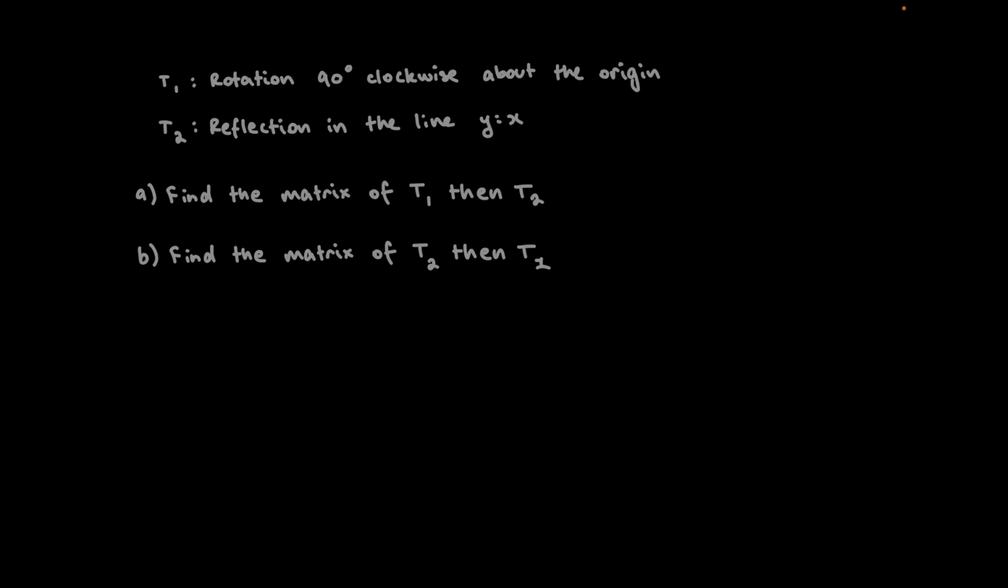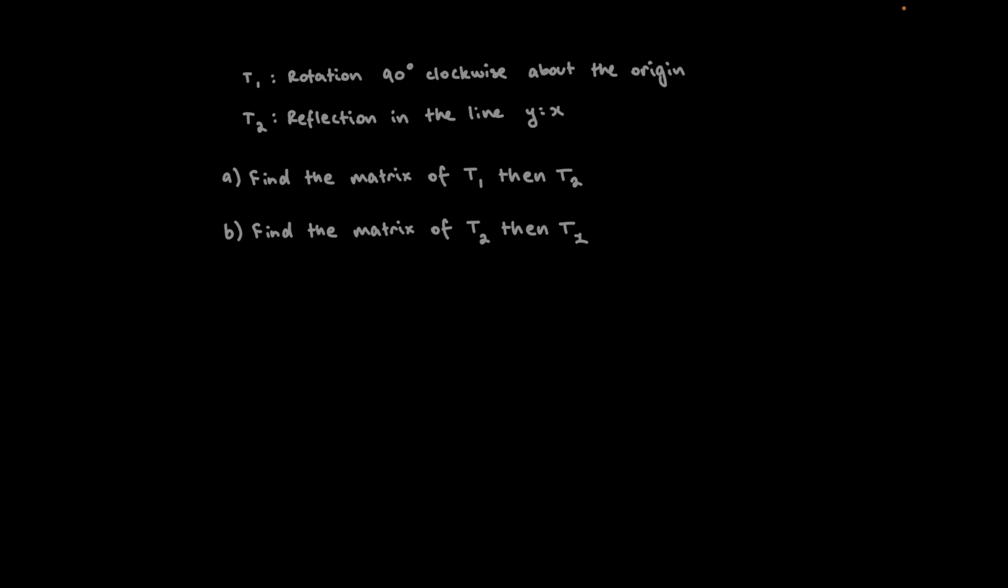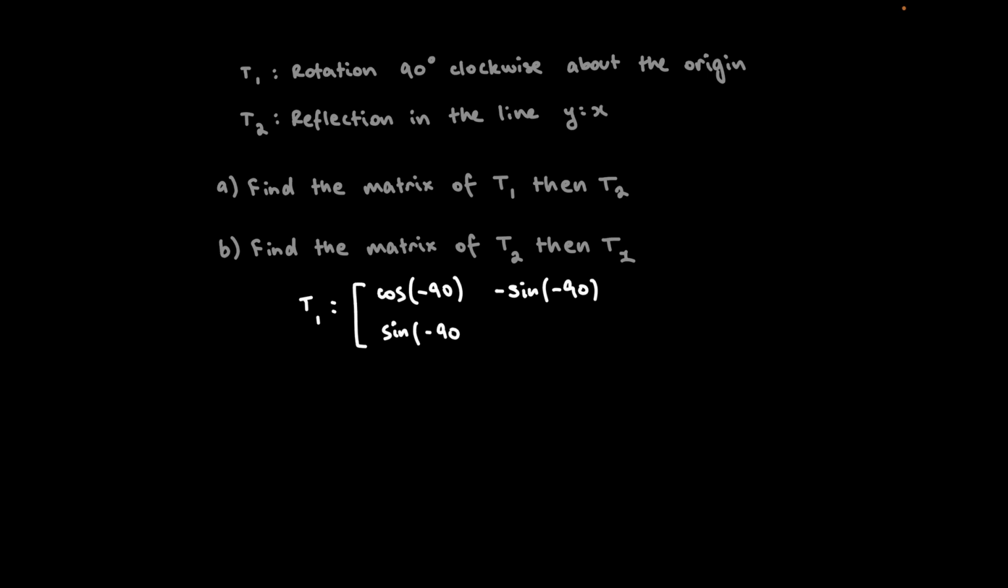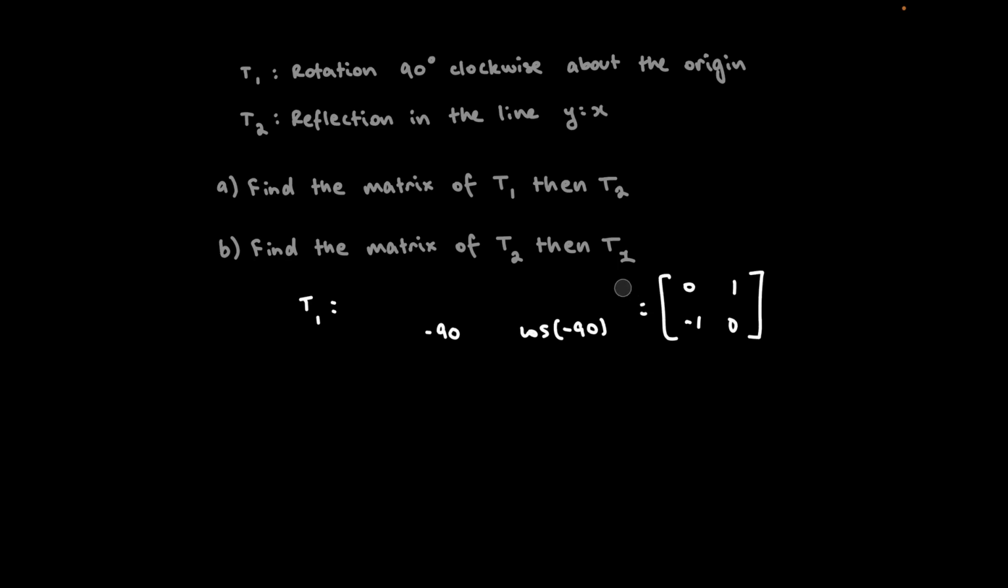Okay, we're going to do the same thing, and we're going to work out what the matrices of T1 and T2 are. So to work out T1, it's a rotation 90 degrees clockwise. That means we can say cos of minus 90, because our normal matrix is anti-clockwise. So cos minus 90, minus sine minus 90, then sine minus 90, then cos minus 90. If we work this out, we get 0, then 1, negative 1, and then 0. So this is our T1.